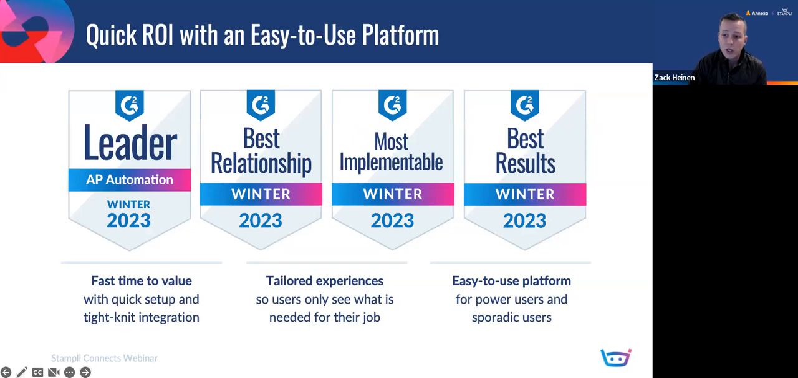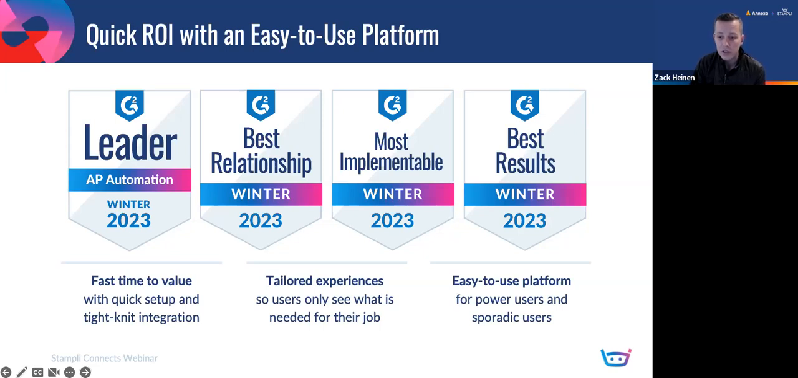And so now that we've talked a little bit about the integration with NetSuite, I just want to highlight some of the G2 honors we've recently been awarded. So don't just take our word for it, but our customers have placed Stampli as an AP automation leader in G2 for 14 quarters in a row now. And most recently, we were named to G2's top 100 best software list. So that's something we're very proud of.